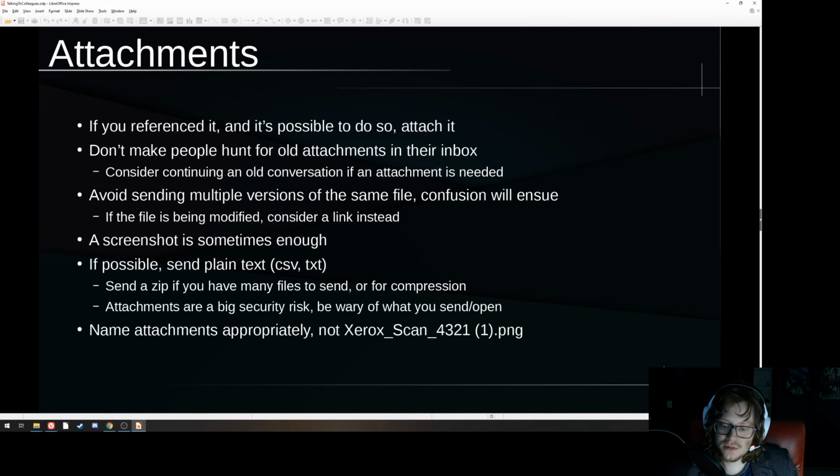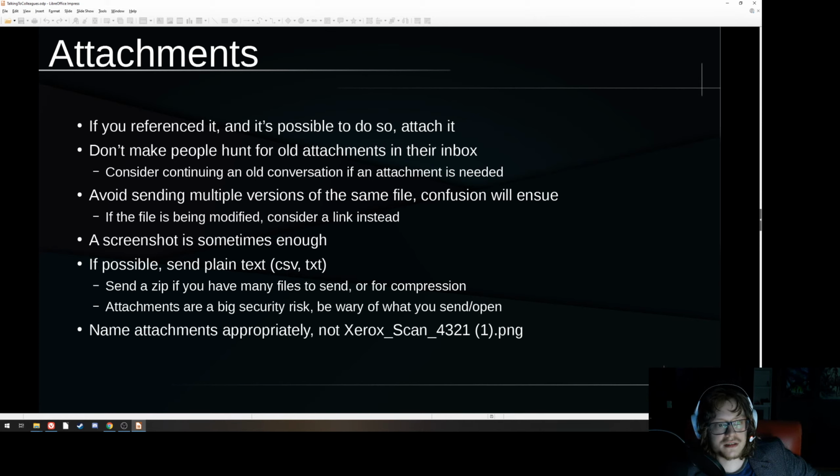But if you want to continue that conversation and you don't want to send another email, then just reply to that same thread, and then they'll have the attachment in there in that same thread. Avoid sending multiple versions of the same file, or confusion will ensue. So if you have a document that is actively being worked on, like it's being modified, and you're back and forth on it, then consider just sending them a link instead. That way you can just modify what's at the end of the link instead.